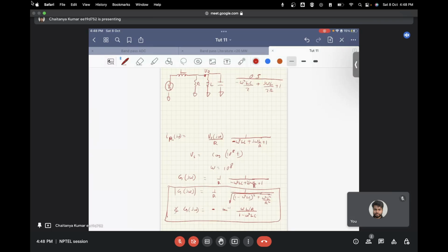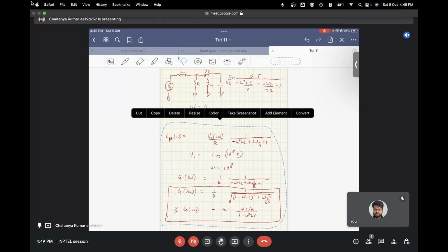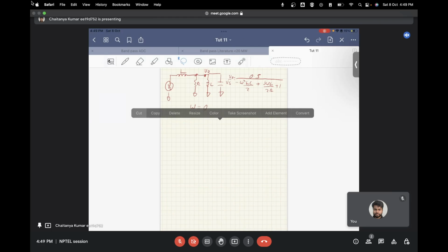Now at DC, that is when omega equals 0, so this is V naught by Vs. At omega equal to 0, the inductance impedance will be the smallest. If the inductance is almost a short circuit, the capacitance impedance anyway is infinite. The value of resistance also will be very huge as compared to the inductance impedance. So in this case, now one common mistake. Let's say we need to find intuitively what must be the transfer function at DC.